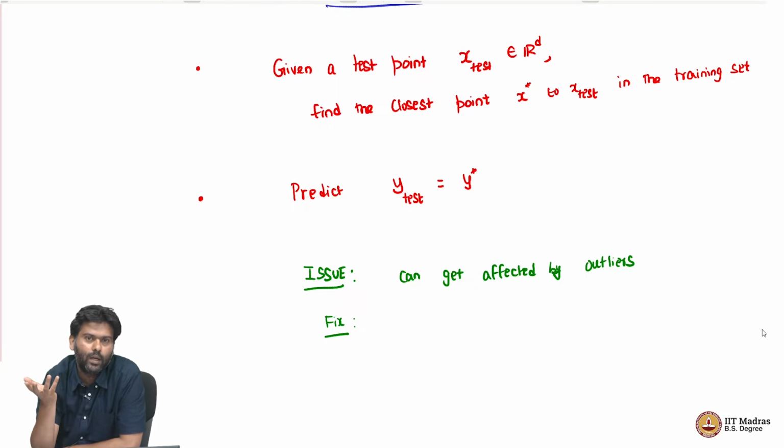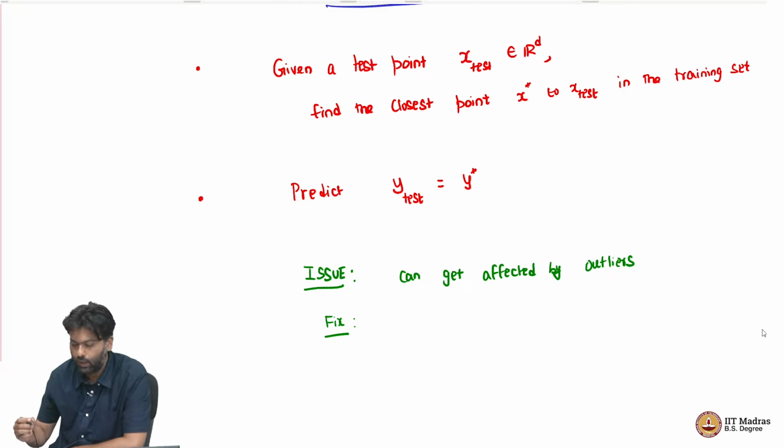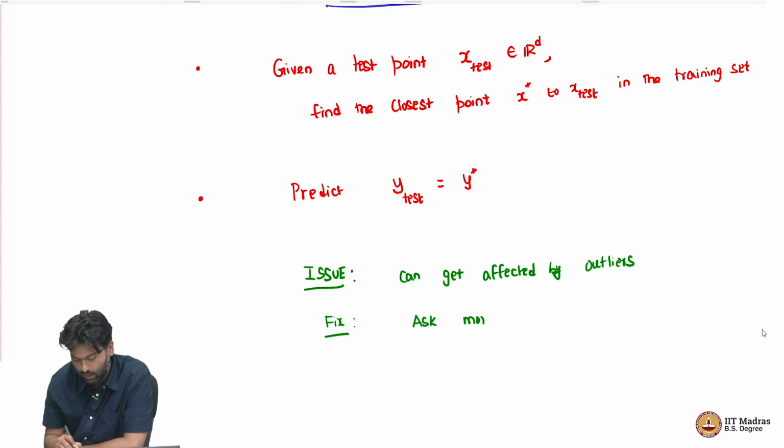So, you can ask k neighbors and then take a majority vote, and that would be your prediction. So, this is a simple fix: ask more neighbors.